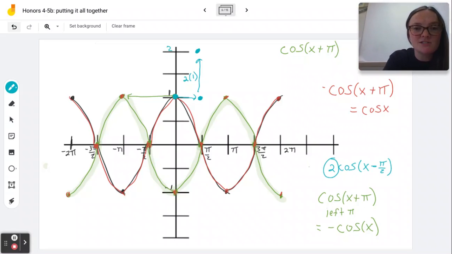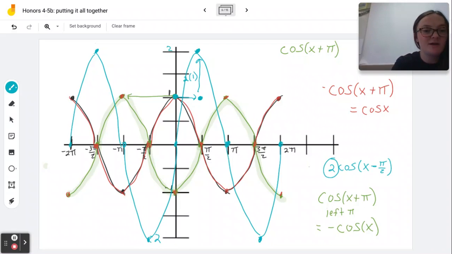All right, so cosine starts at a maximum. It will come down to the midline, go down to a minimum, which is now negative 2, not just regular negative 1. Come back up to the midline and follow this pattern. Okay, so our final solution for 2 cosine of x minus pi over 2 is going to be this blue graph.